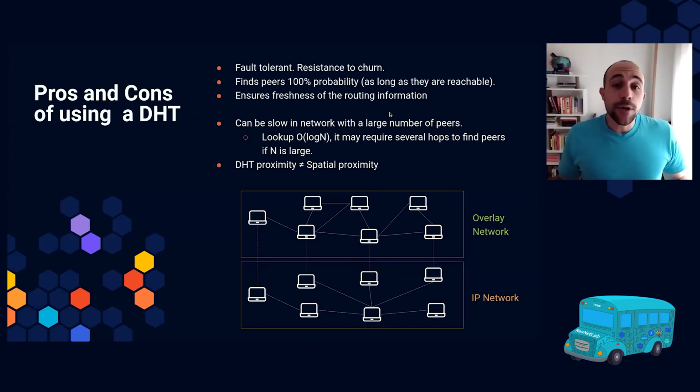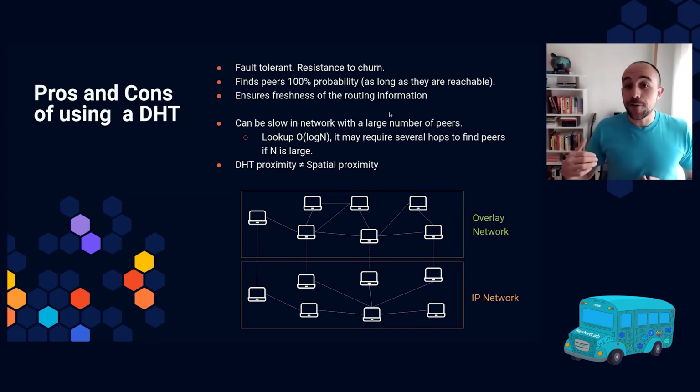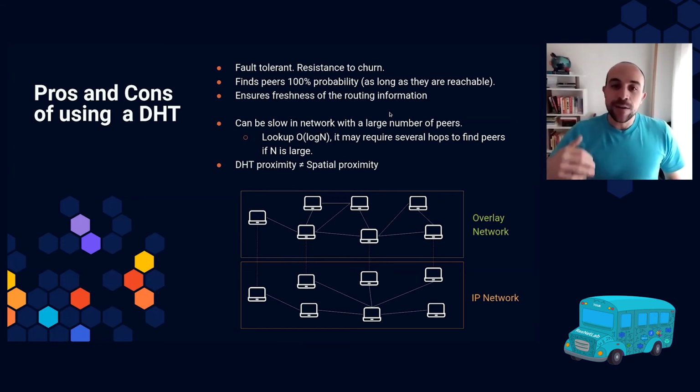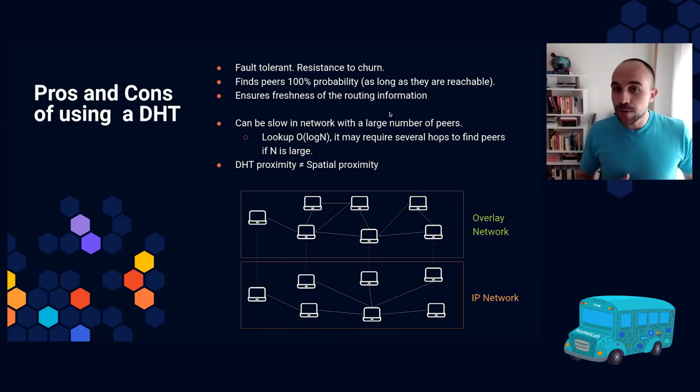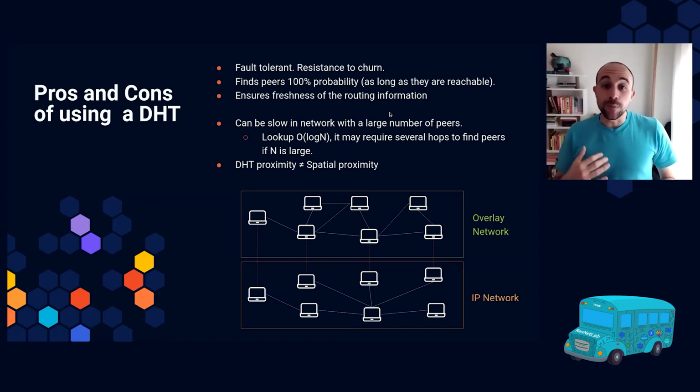And finally, the DHT-based content routing approach has its pros and cons. It is fault tolerant and resistant to churn. The DHT finds the content in peers with 100% probability as long as they are reachable. So if we announce content through the DHT, we know that as long as the content is still in the network and reachable, we have 100% probability that doing a walk, we will be able to find that content. And also the DHT ensures freshness of the routing information.